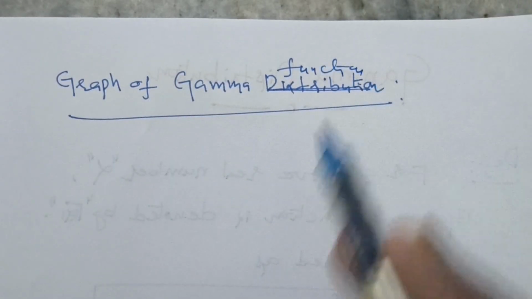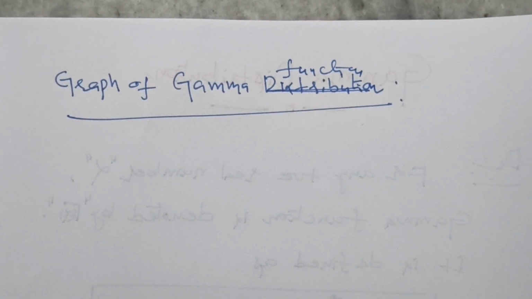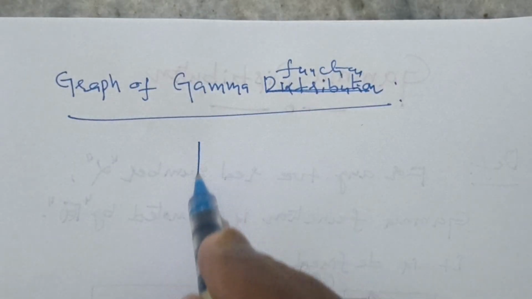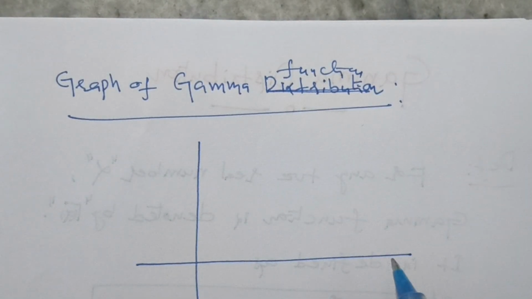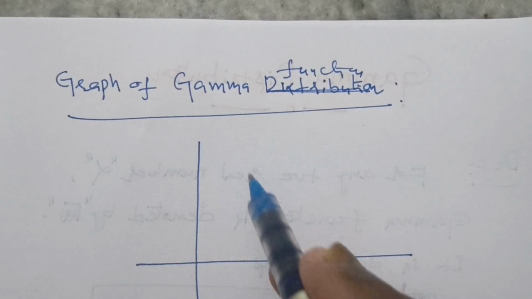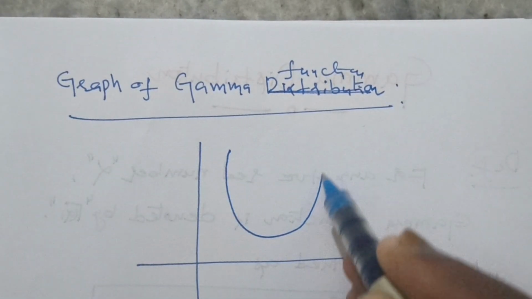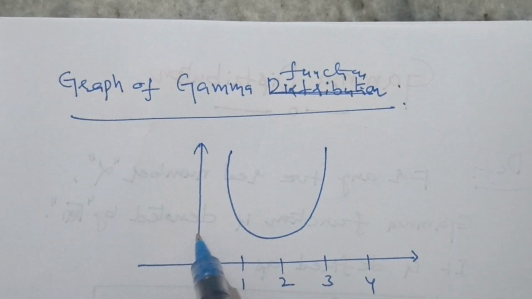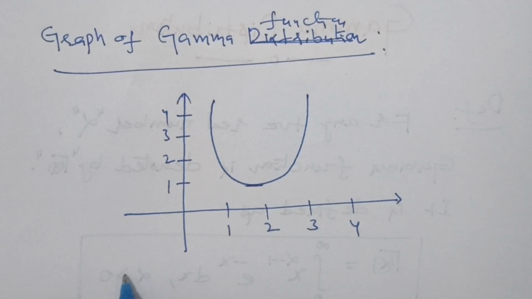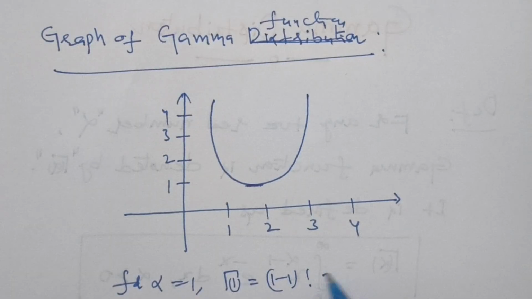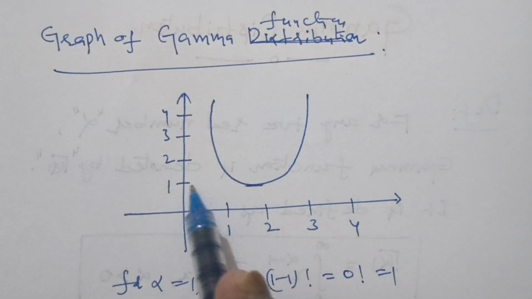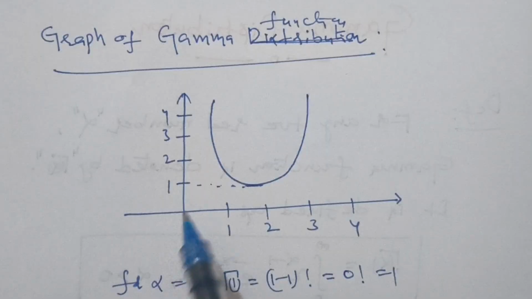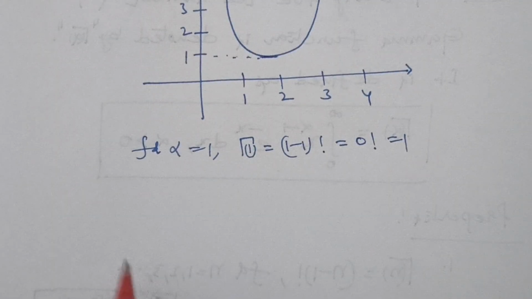Now look at the graph of the gamma function here. Generally the graph of the gamma function is U-shaped. Suppose the horizontal line indicates the x-axis and the vertical line indicates the y-axis. This is a U-shaped curve. On the horizontal line we have the values 1, 2, 3, 4 and so on, and the vertical line also 1, 2, 3, 4 and so on. Suppose for alpha equals 1, by the definition, gamma 1 equals 1 minus 1 factorial, that is 0 factorial, which equals 1. It indicates the dotted line here.